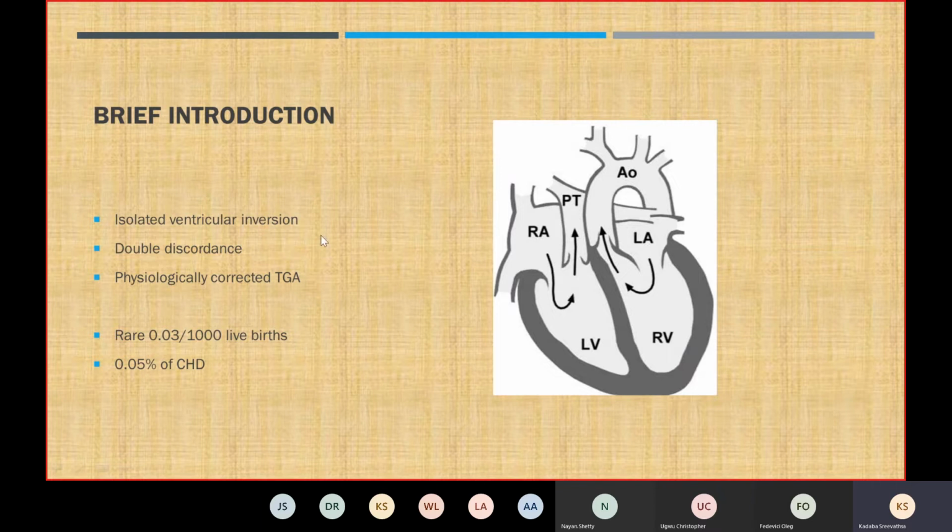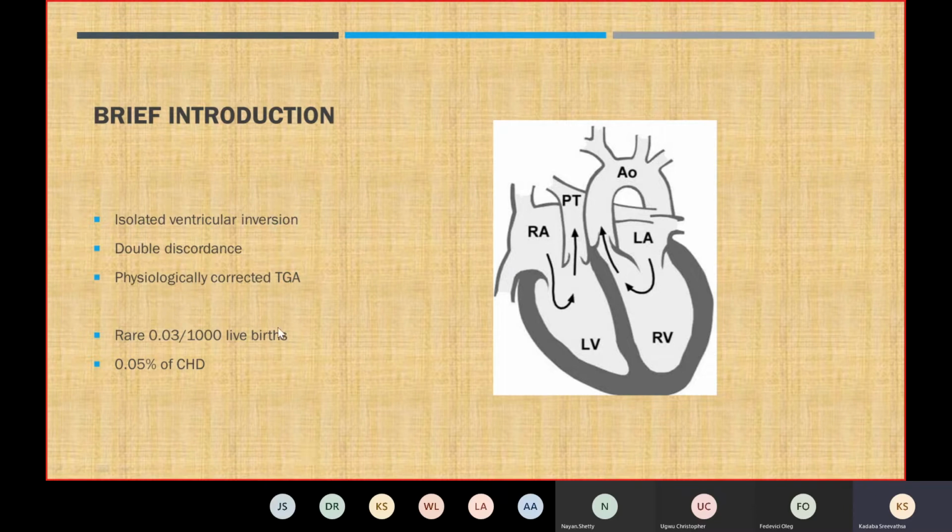that's why it's called double discordance, and it's also a physiologically corrected TGA because the systemic venous blood that enters the right atrium is still going to the lungs via the left ventricle, and the pulmonary venous return that's coming from the lungs into the left atrium is still going to the body through the aorta, though it is passing through a different channel. All these names are not universally accepted. However, congenitally corrected TGA is an accepted terminology.